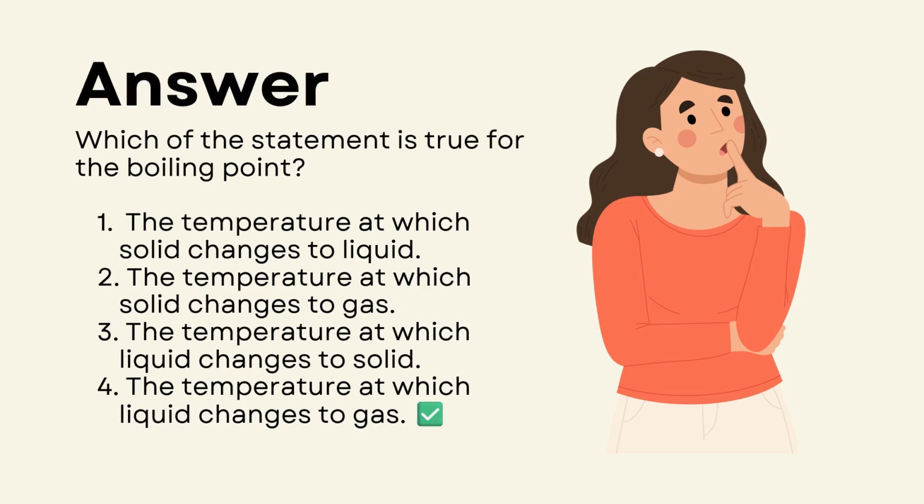If you answered the temperature at which liquid changes to gas, you are correct. Again, I'm repeating the same thing: if you are not able to memorize all those things and you are getting confused between all the four changes of state we will be doing in this lecture, you can pick one example of each and then you'll be able to remember which state has been changed to which state.